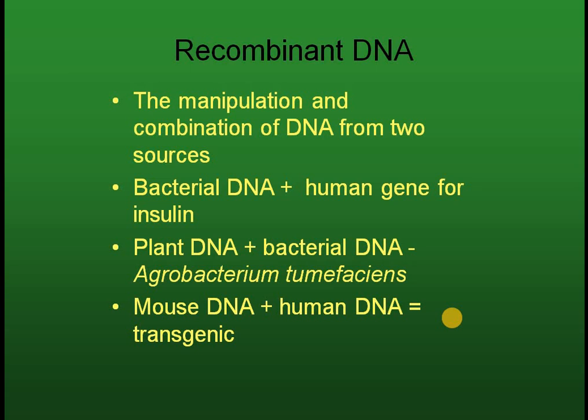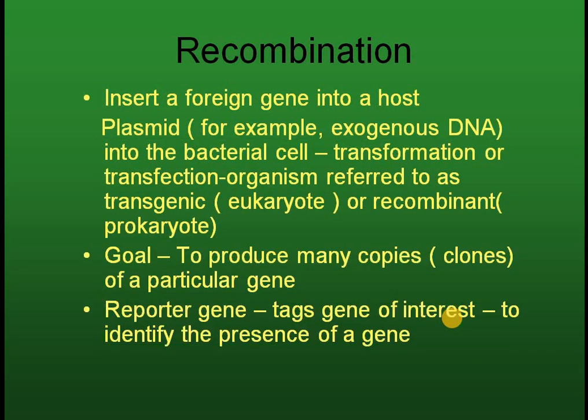Okay, so recombinant DNA is nothing but the combination of two different DNAs for the production of pharmaceuticals, or to increase the pest resistance of crops, or for the production of transgenic animals and transgenic plants. So how does recombination work? Recombination is nothing but the insertion of a foreign gene into the host cell.